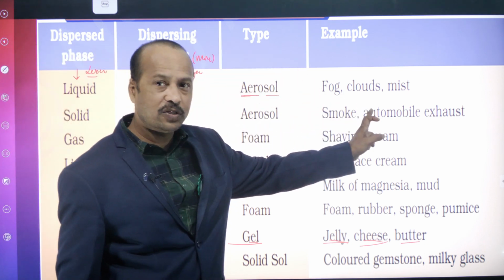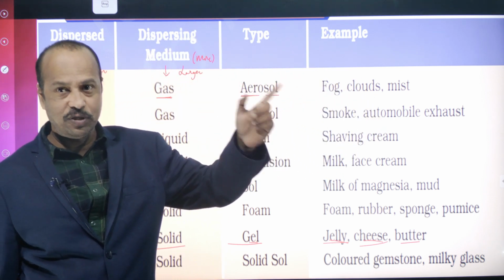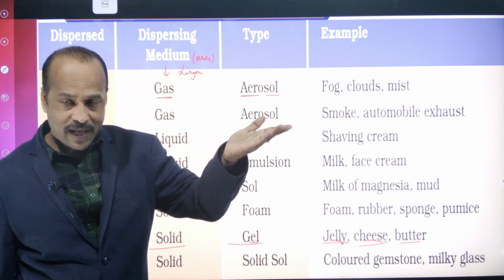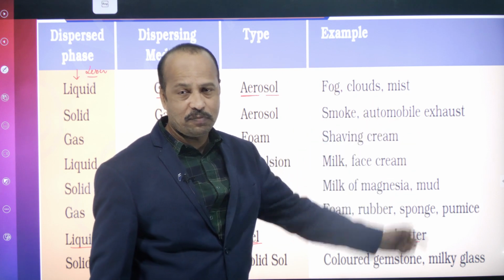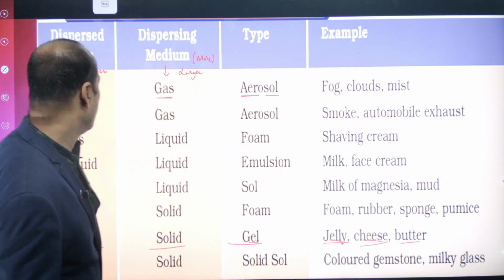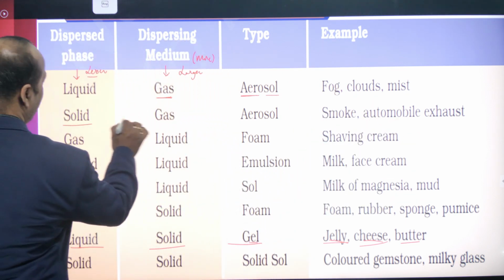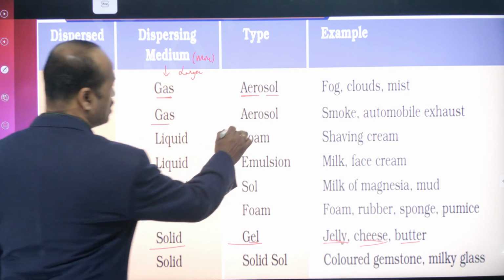So fog, how is it formed? Liquid in gas means water in air. Clouds are also the same, mist also the same. These are all examples of aerosol. Similarly, solid in gas, here also aerosol, smoke.